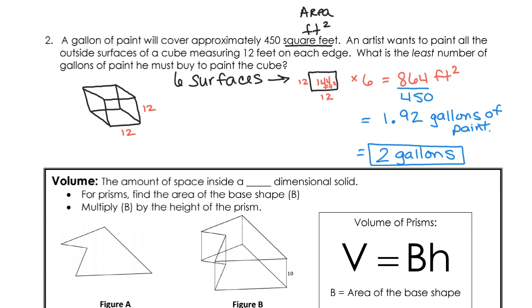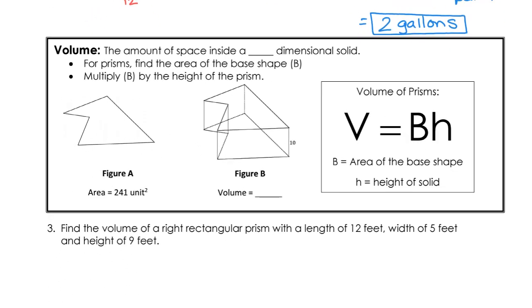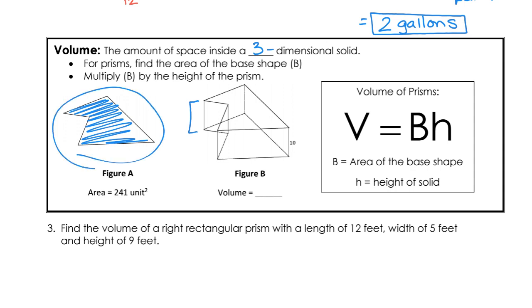All right, volume. Volume, guys, is the amount of space inside a 3-dimensional solid. For prisms, all we have to do is find the area of the base shape and then multiply it by the height of the prism. So if you think about volume, it's really just a bunch of flat shapes stacked on top of each other to give it a 3rd dimension of height. Let's say that we have, I don't know, 12 of these shapes all stacked on top of each other, so therefore the height would be 12.